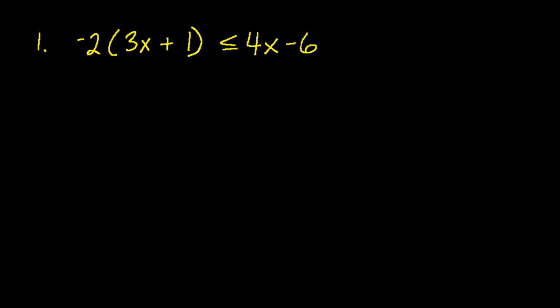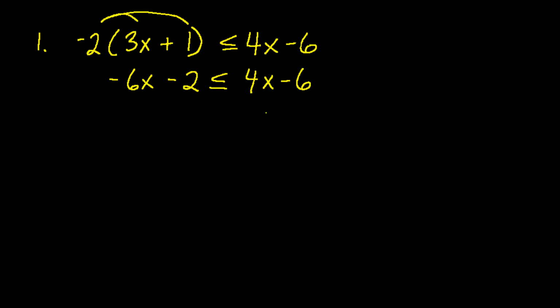We want to distribute this -2. So -2 times 3x is -6x. -2 times 1 is -2. Bring down the less than or equal to, and just write the right side.